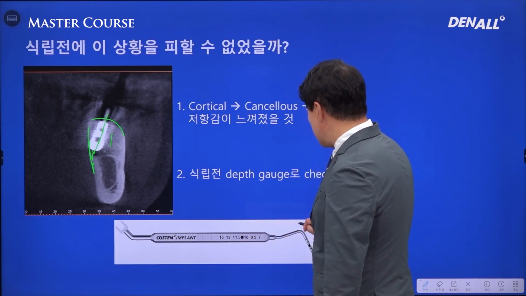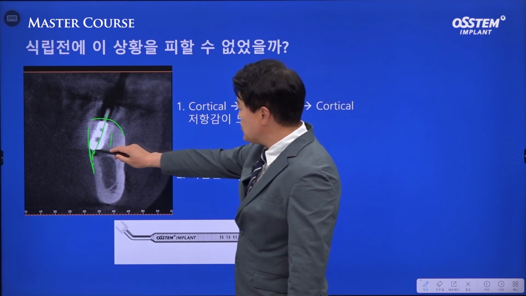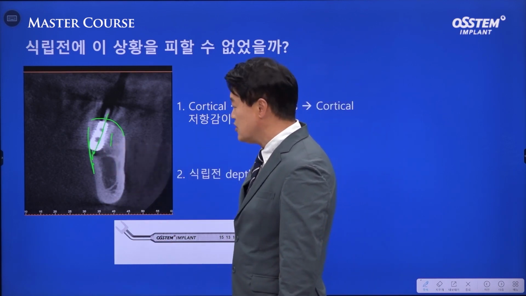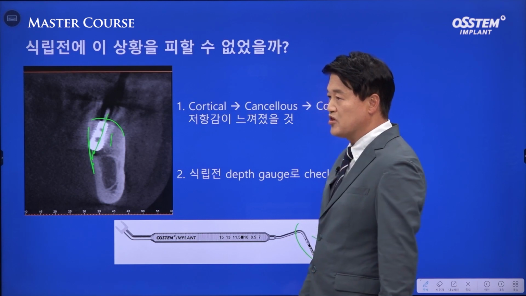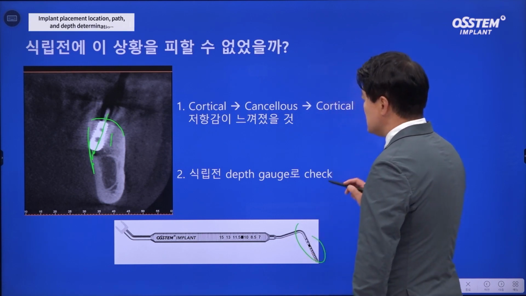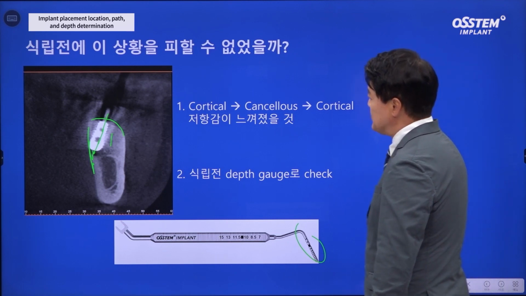So if you are suspicious of the perforation, even just a little bit, before inserting the implant, you need to check the situation using the depth gauge. So before placing an implant, you can check the situation using the depth gauge to avoid a situation like this.